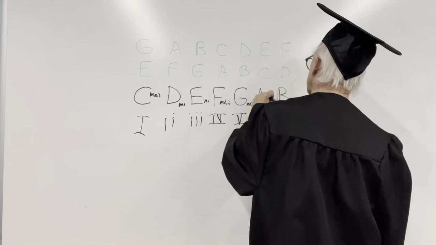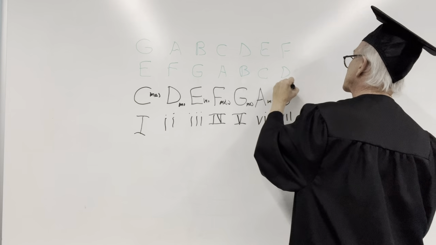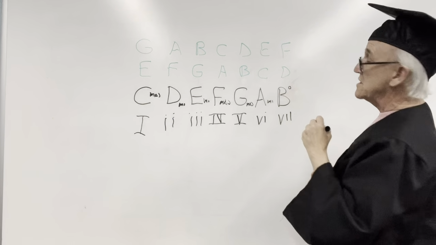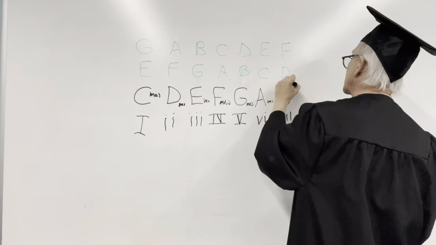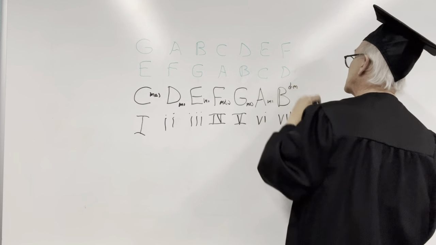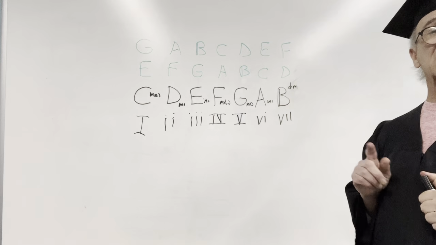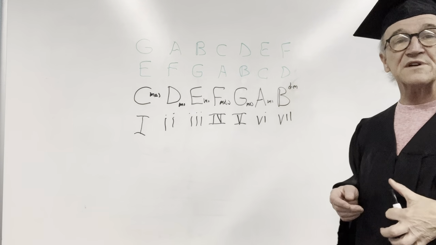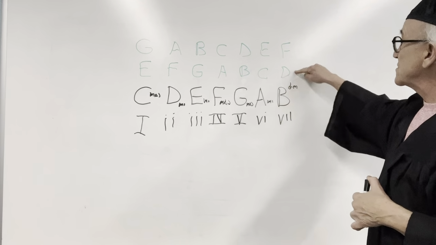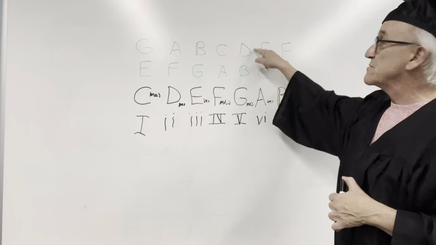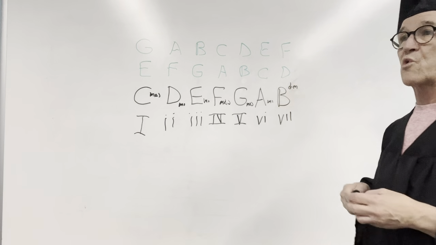A is minor. And B is diminished. And they put a little circle up there to show you that it's diminished, but I will do this. So you can see that. Another thing about these chords is these are all what they call triads. Why are they triads? There are 3 notes in each chord. And that is the minimum you need to actually call it a chord.